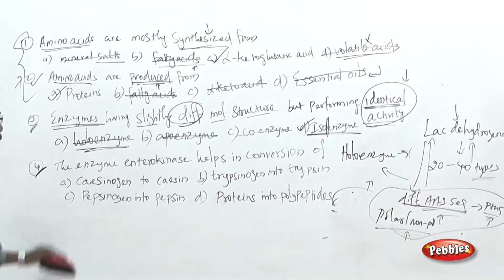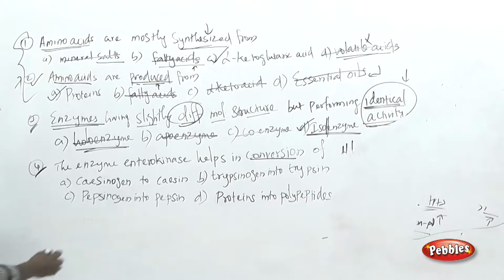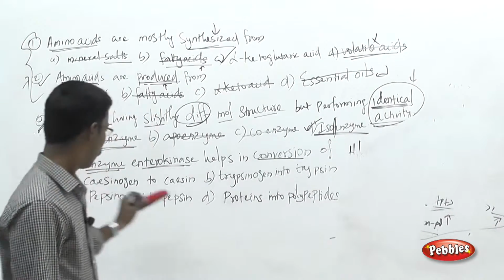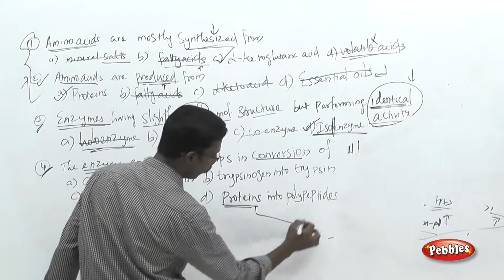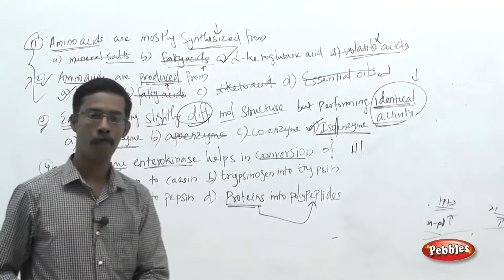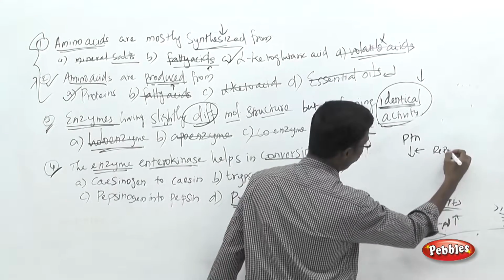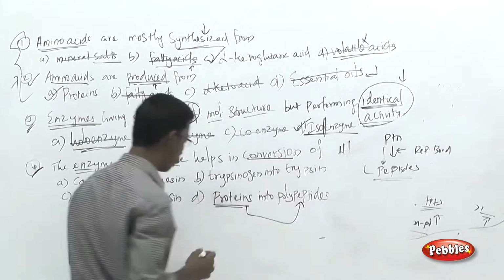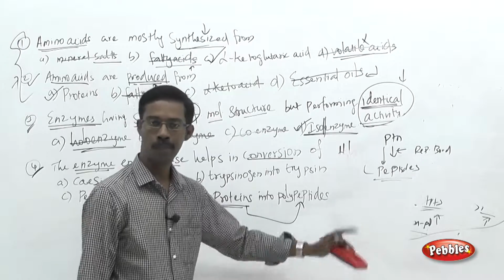See the next question. The enzyme enterokinase helps in the conversion of something. See the choices. Whenever you see the term enzyme and a kinase, it is involved in some conversion. There are four conversions given as choices. See the conversion here: proteins into polypeptides. That means you digest the protein molecules and break the peptide bonds so that you get the individual peptide units. So this is what is given here, proteins into polypeptides, the digestion of large proteins into individual units of polypeptides.